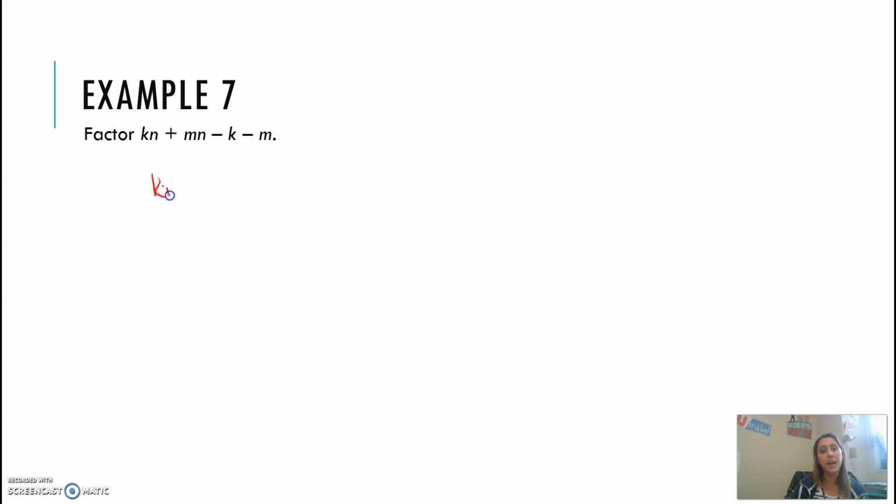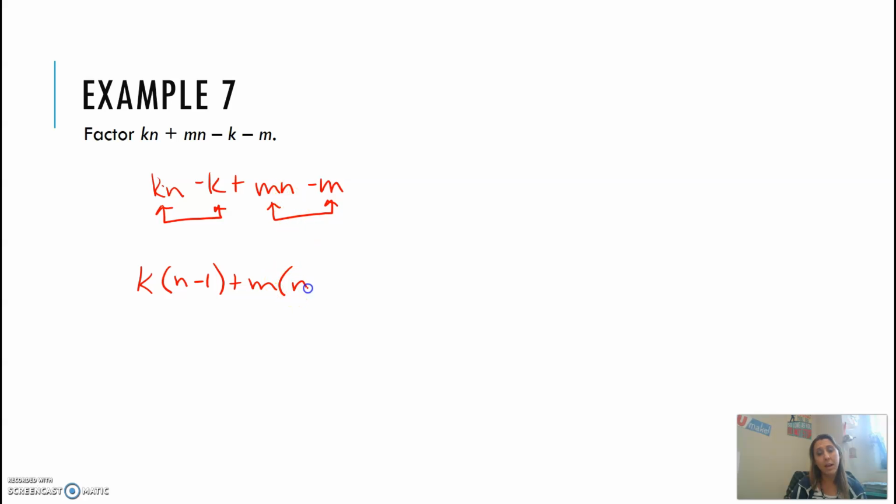So I've got Kn, and I'll do minus K. Yep, they have a common factor. And then I would end up with plus Mn minus M. Yeah, and they have a common factor. So now that I've rearranged it, I'm going to get the GCF between these two and the GCF between these two. The common factor between Kn and negative K is going to be K. So I'm going to factor out a K, and I end up with n minus 1. And then this one, the common factor is M, so plus M, and I end up with n minus 1. These match, so I know that I'm good, so now I can do my GCF.